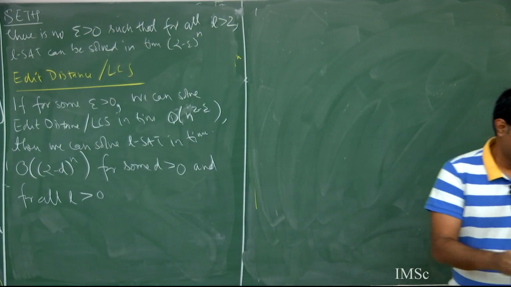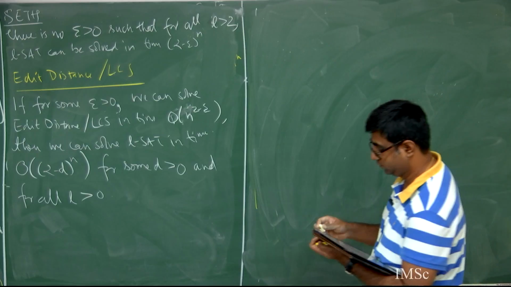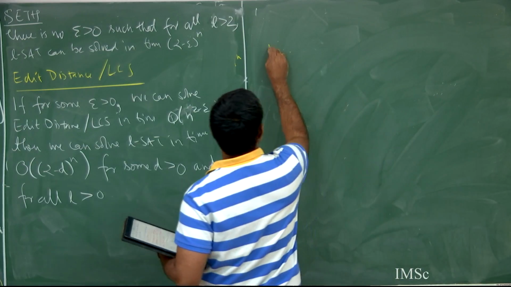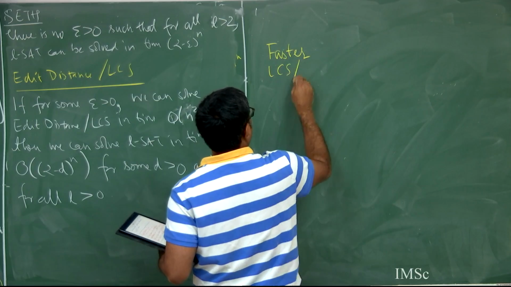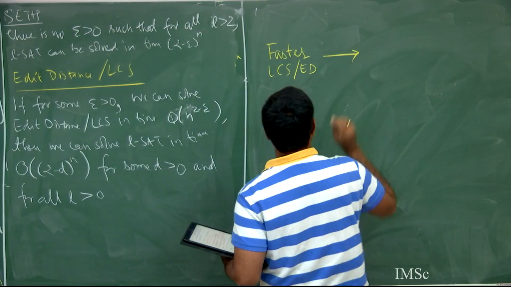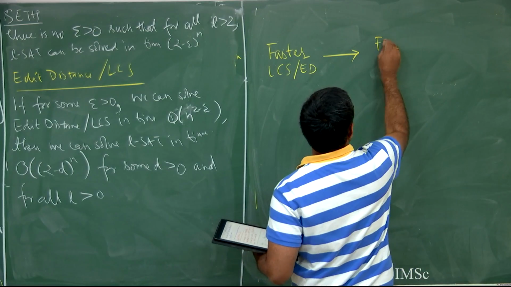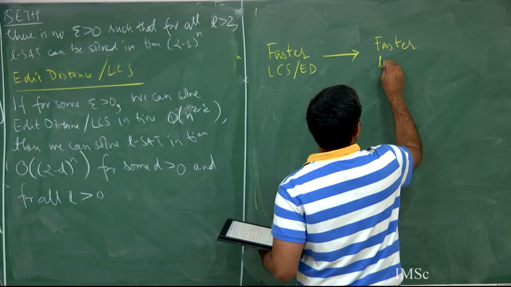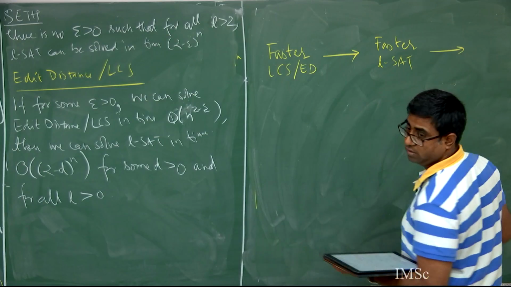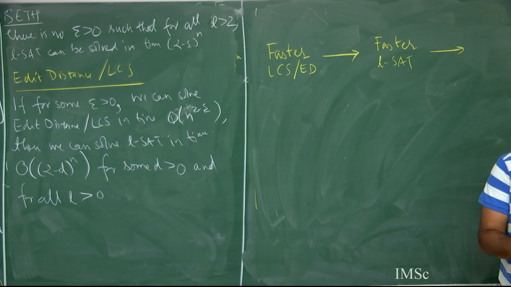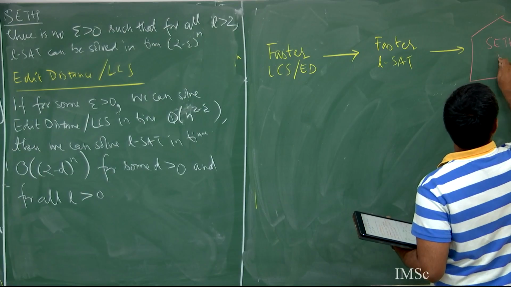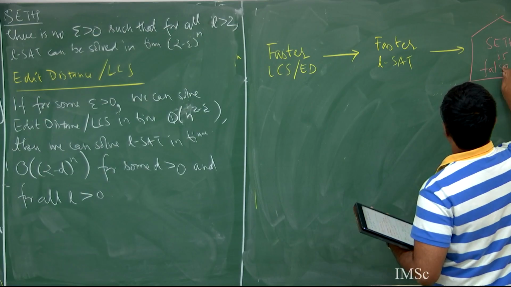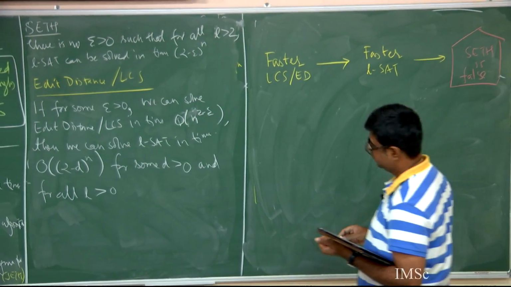Right. So let us draw a box. Okay. What is this? Faster LCS or edit distance implies what? Faster LSAT implies what? That SETH is false. Implies, and what faster here will mean.